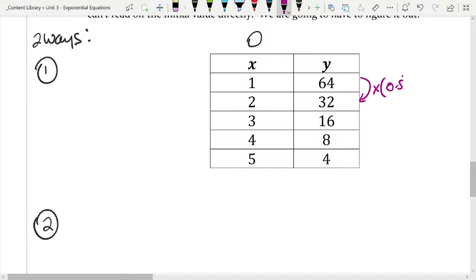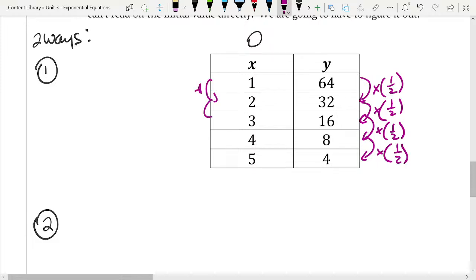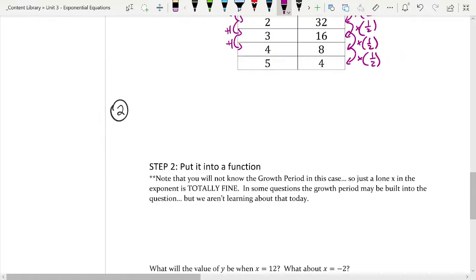Yeah, you could do 0.5, or if you wanted to, I like fractions, you could say multiply by a half, right? And then what's happening here? Multiply by a half, and then multiply by a half, and then multiply by a half. And what are we changing by here every time? Just 1, which is nice. So, we've got the basis of our equation already.